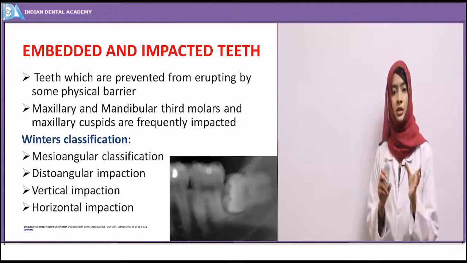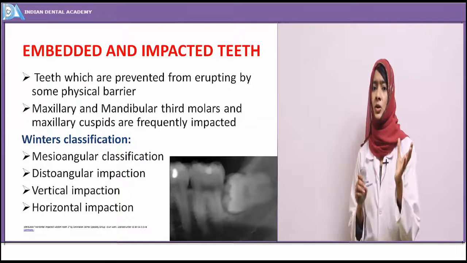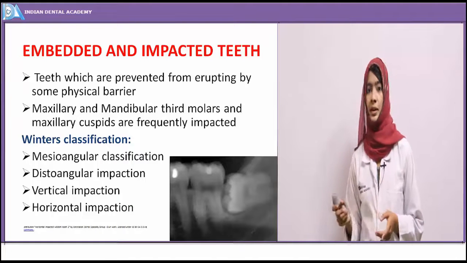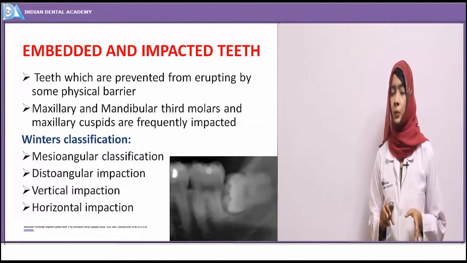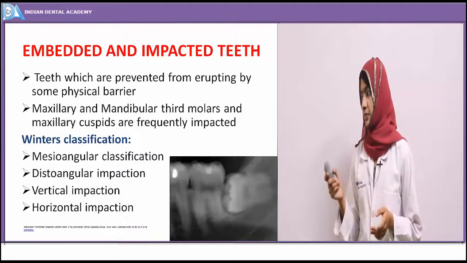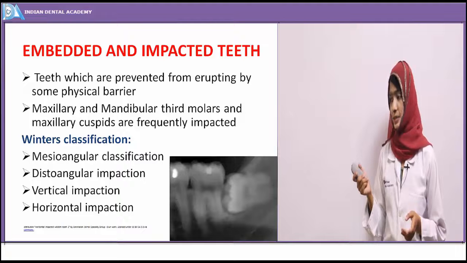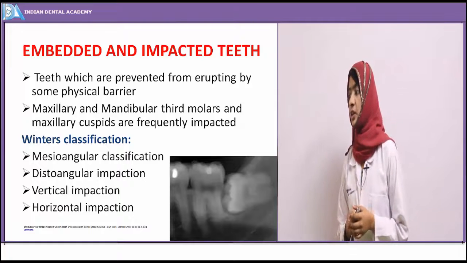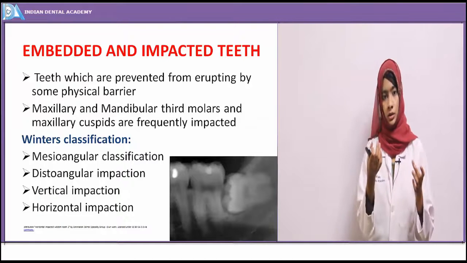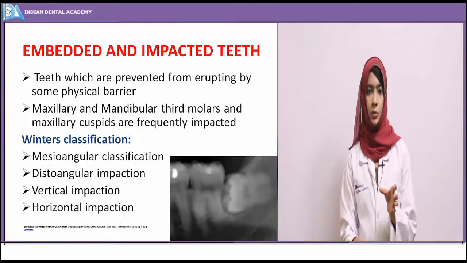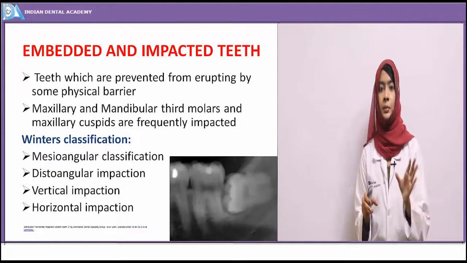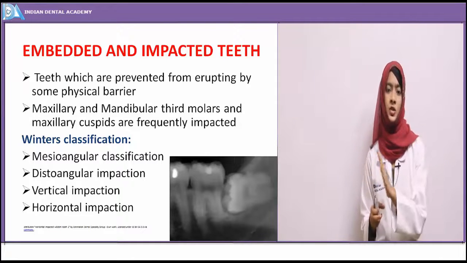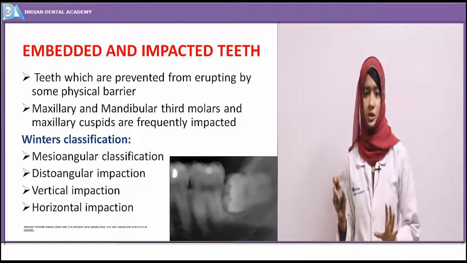In mesioangular impaction, the crown of the tooth will be mesially shifted, and because of the presence of the mesial tooth, it won't erupt. The clinical picture here shows a horizontal impaction case. The tooth is completely in the bone, and we can see the ridge of the ramal bone completely encircling the crown of the tooth. And vertical impaction is where the tooth is in the same normal position as other teeth, but the crown of the second molar just occupies the space of the third molar. So there is no space actually for the tooth to erupt.